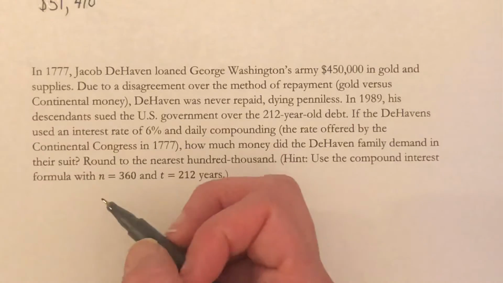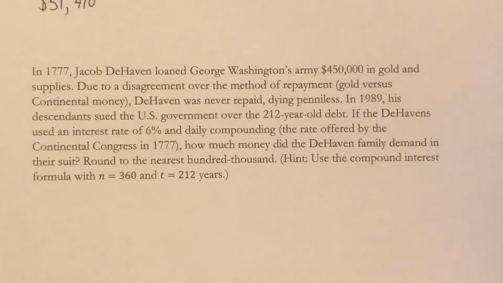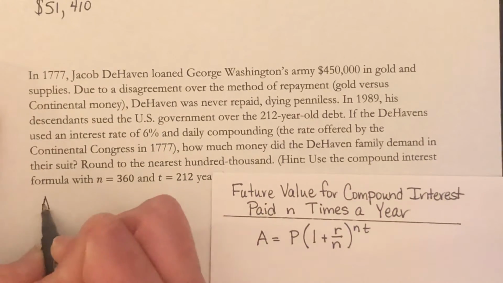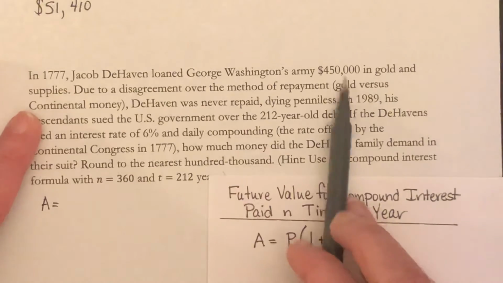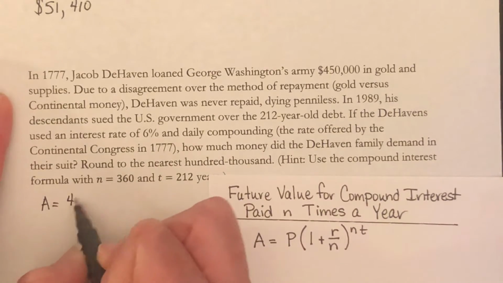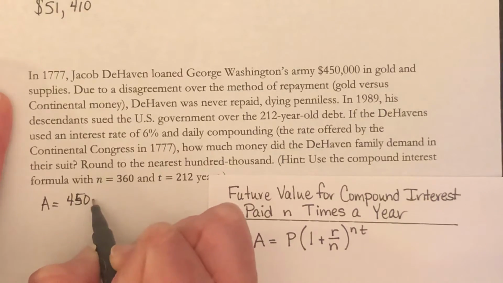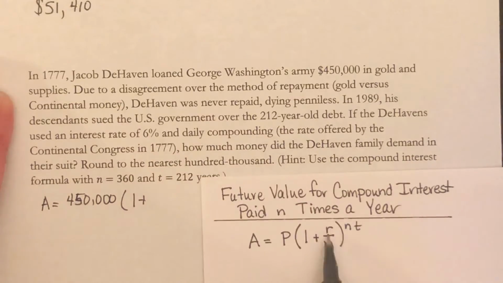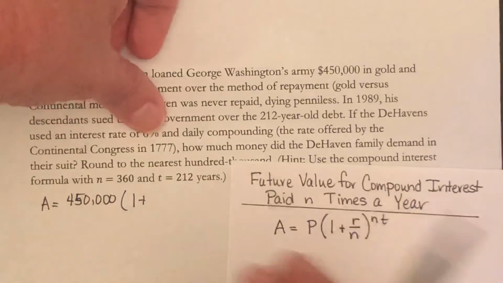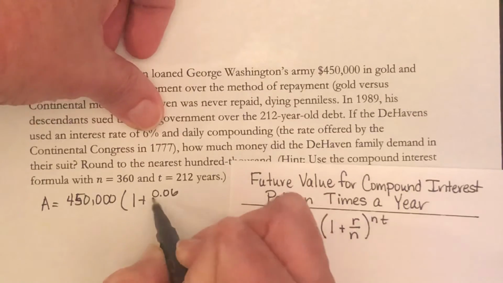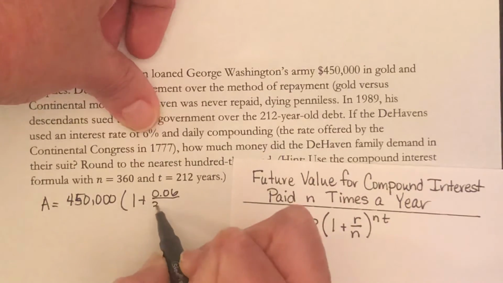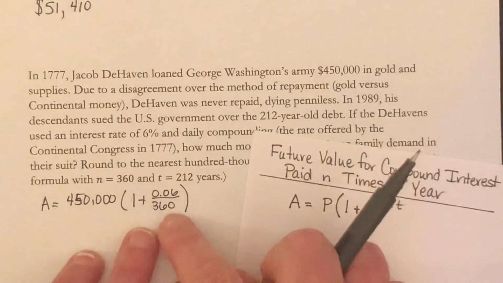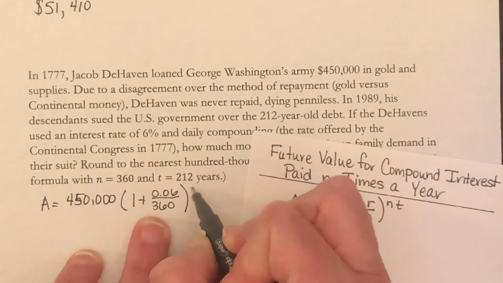And so we are assuming that they are going to sue for the accumulated worth of that. So A would equal, the initial amount lent was $45,000 times 1 plus r over n. It was 6%, so 0.06 compounded daily, so that's 360 in the bottom, raised to the nt, so 360 times 212.